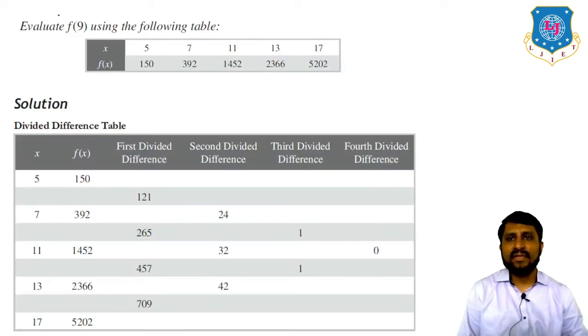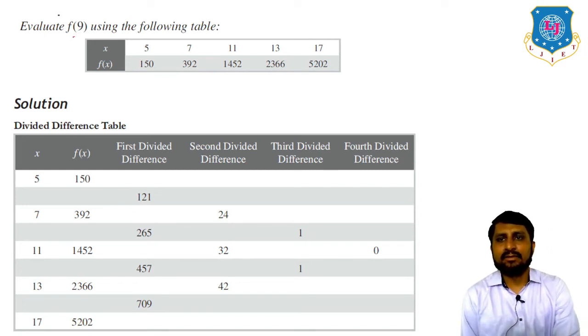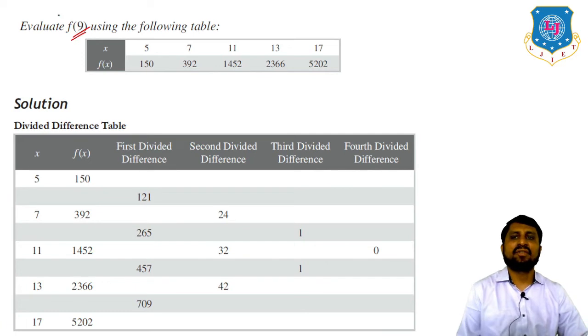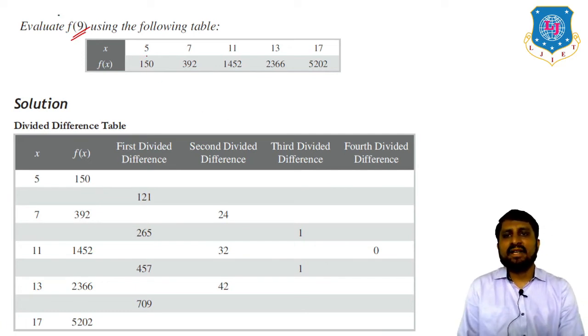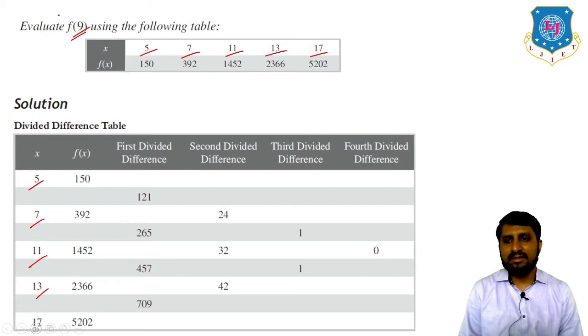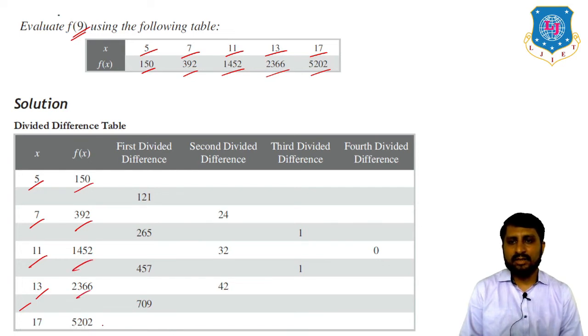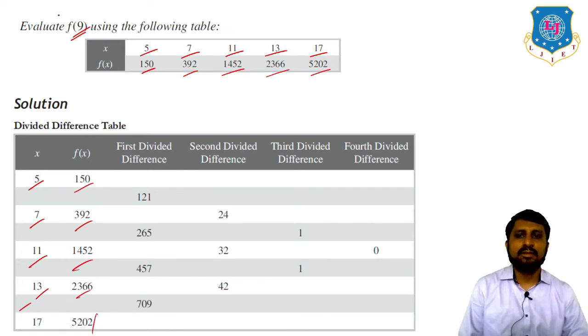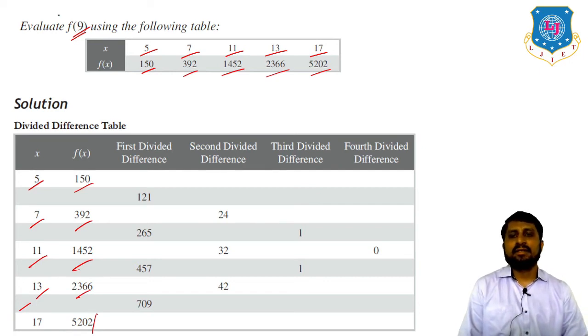Okay, let's try to solve one more example. Here, what is my x? X is 9, because I want to evaluate f of 9 using the following table. So the value of x is 5, 7, 11, 13, 17. Here the value of f of x is 150, 392, 1452, 2366, 5202. So I just mentioned the value of f of x here. These two columns are already given in the examination.